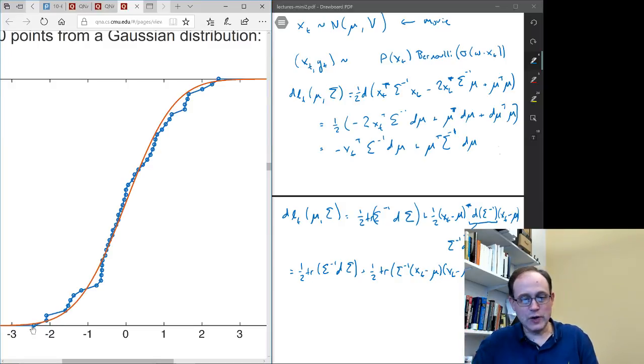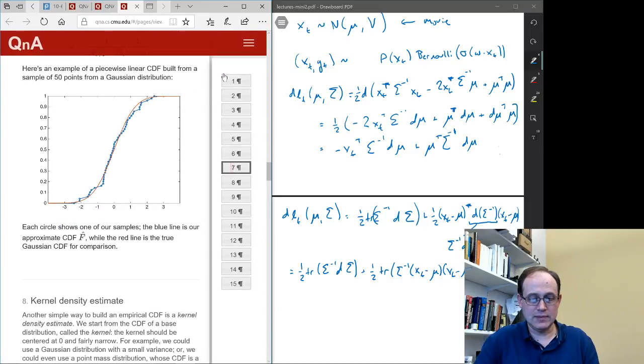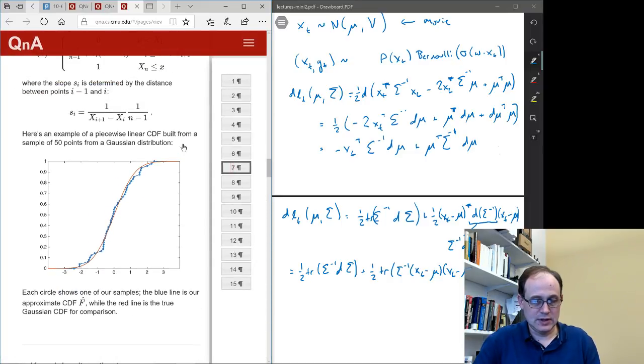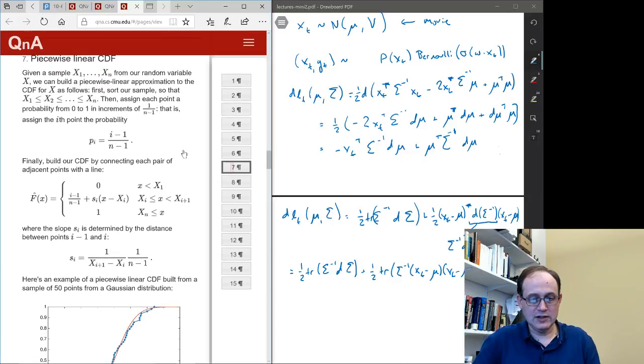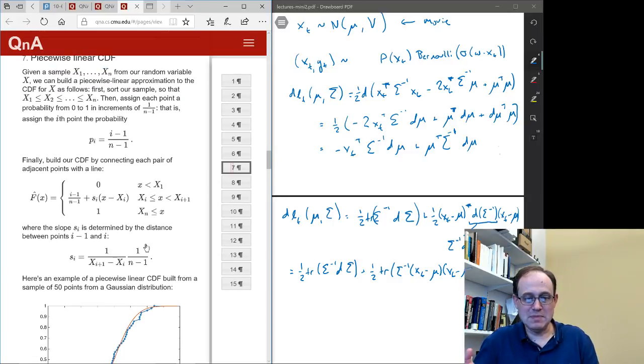I guess, so if we had 50 of them, it would be 1 over 49 for the second one, 2 over 49 for the third one, all the way up to 49 over 49, which is equal to 1 for the last one, right? So that's that. Here is the formula. It's kind of a mess, so you wouldn't want to look at the formula unless you needed it for some computation.